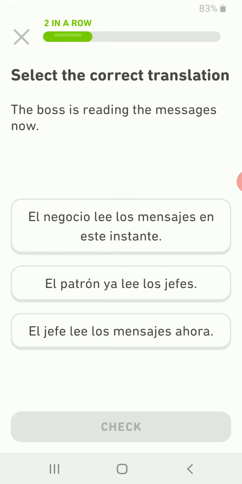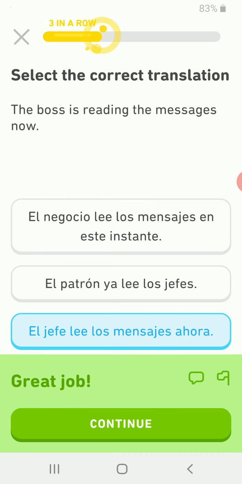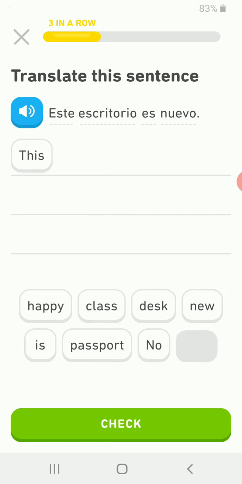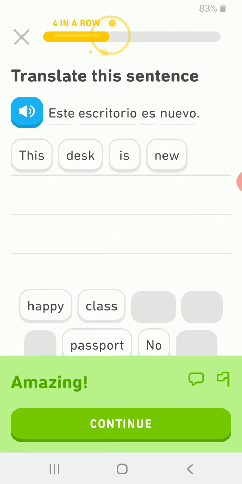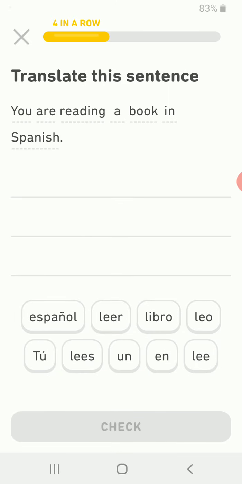The boss is reading the messages now. El jefe lee los mensajes ahora. Now is ahora. So that you know, aquí is here, but ahora is now. Este escritorio es nuevo. So this desk is new. So remember, escritorio is desk. So este is this, demonstrative adjective.